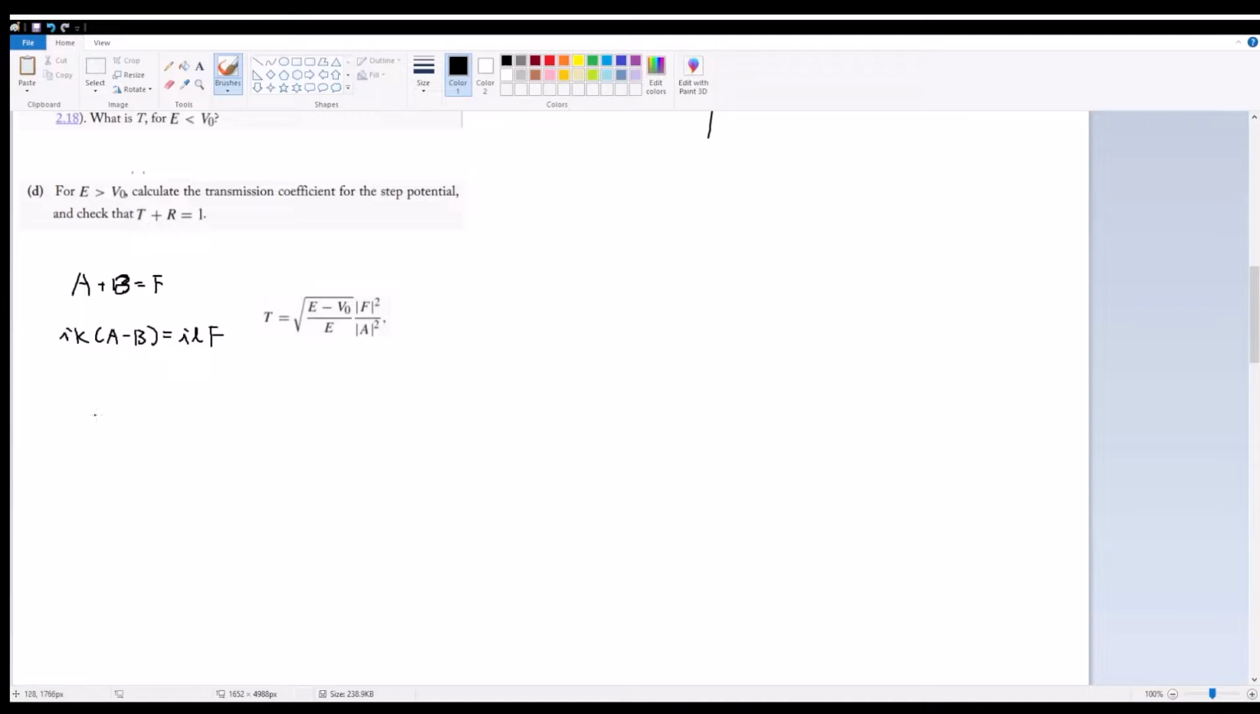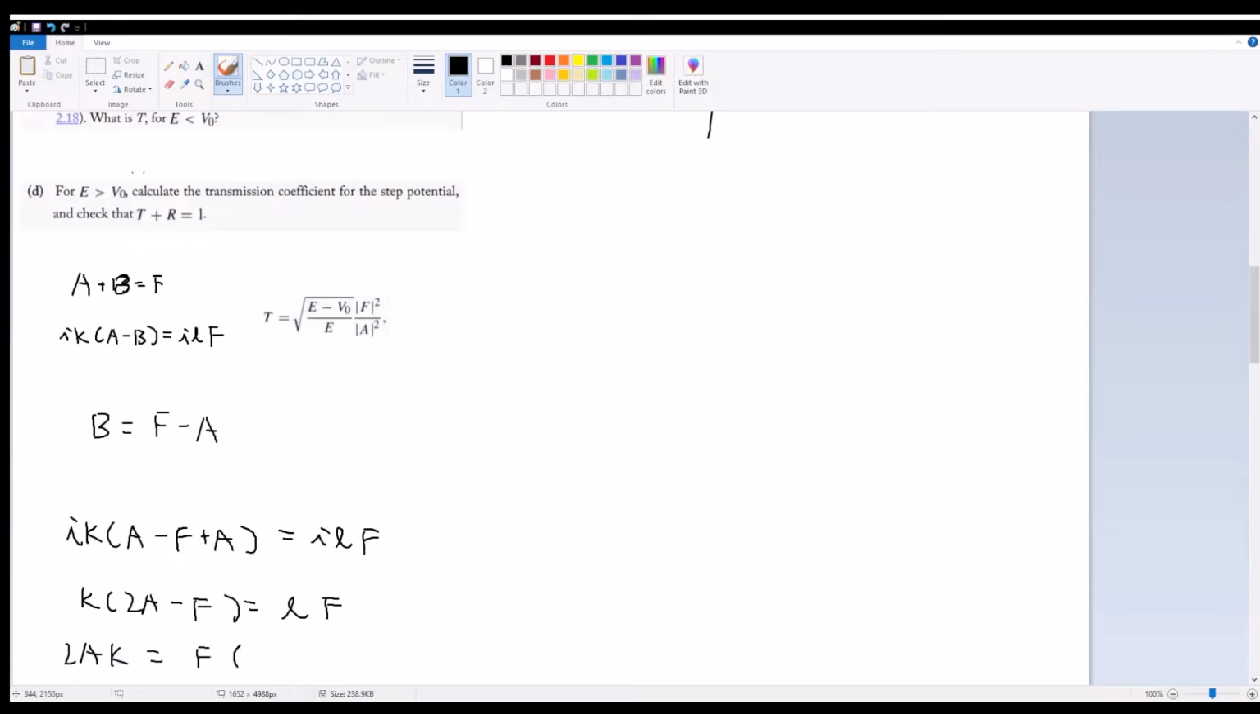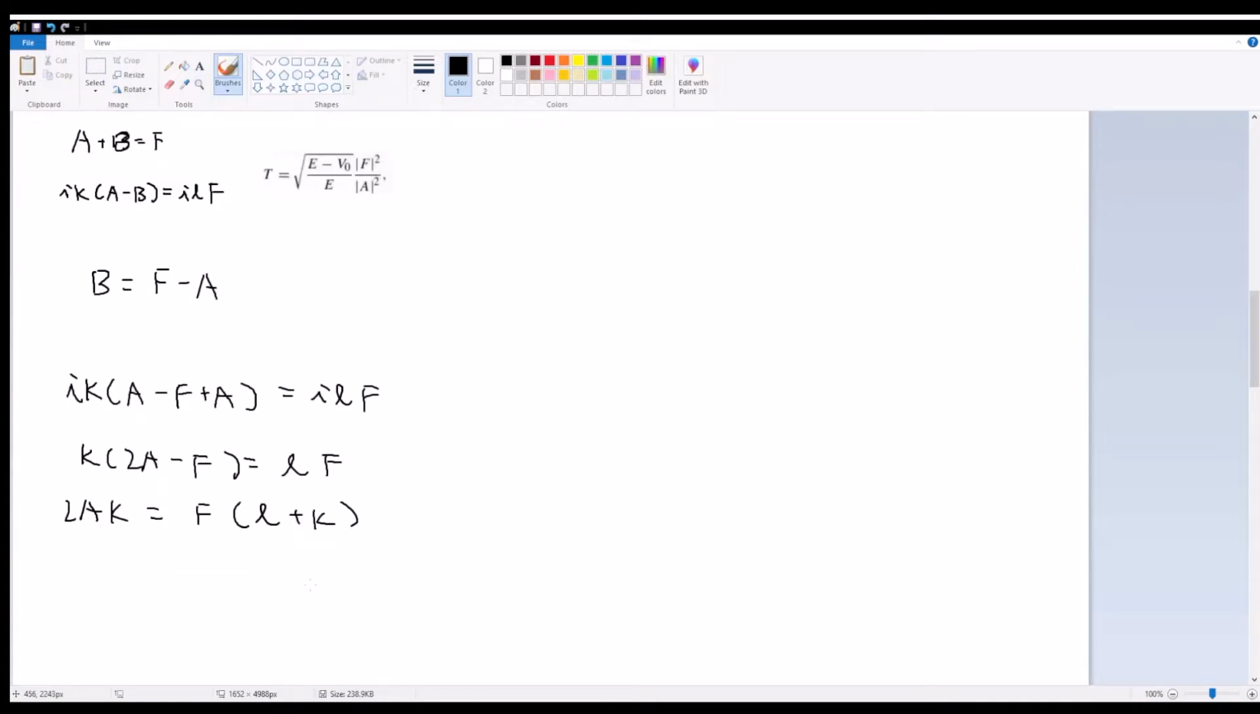So immediately, I can say, okay, B is equal to F minus A. Plug that in down here, I get iK times A minus B is equal to iL F, or whoops, sorry, I forgot to replace the B. We get iK times A minus F plus A is equal to iL times F. Get rid of the i's, we get K times 2A minus F is equal to LF, or 2AK is equal to F times L plus K. Or modifying this again, because we want F over A, 2K over L plus K is going to equal F over A.